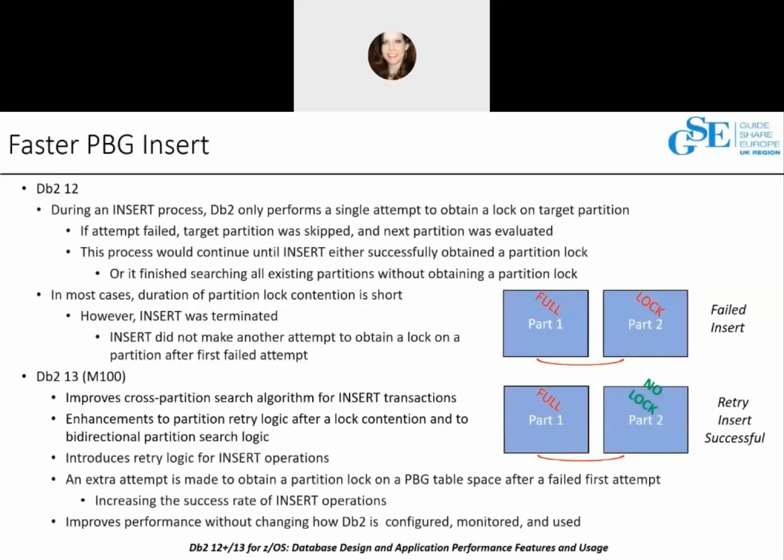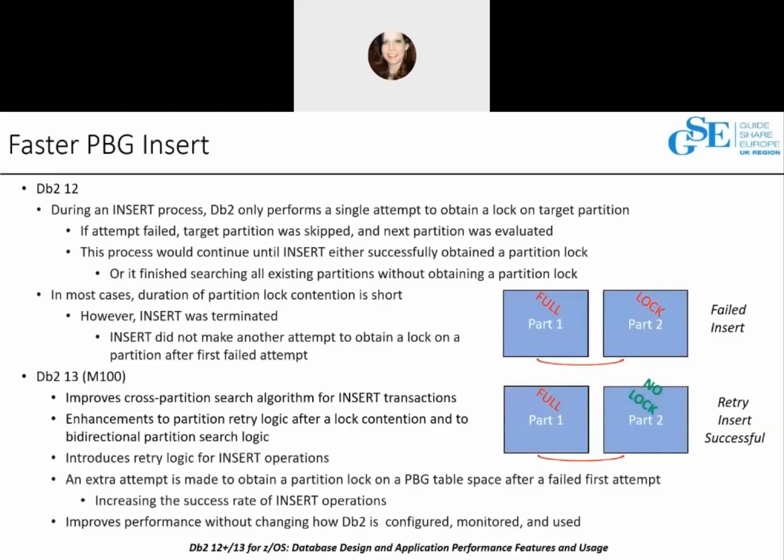So during the insert process, the partition by growth table space will try to insert into the next available partition, and if it's full, the target partition gets skipped over, and it tries another available partition, and it will search till the last partition is searched. It's going to try to insert this data, but if it can't get a lock on the partition also, it will not be able to do the insert. So if the partition's full, that's one problem.